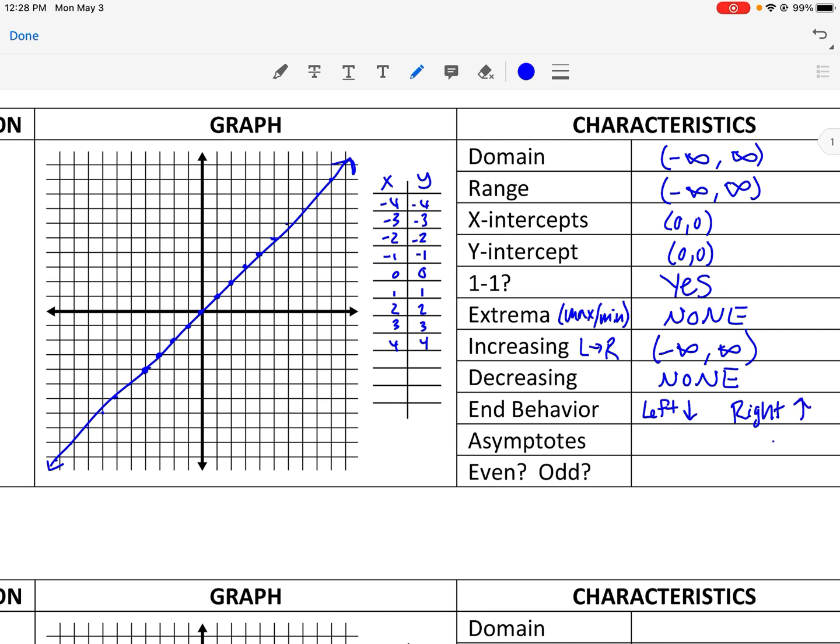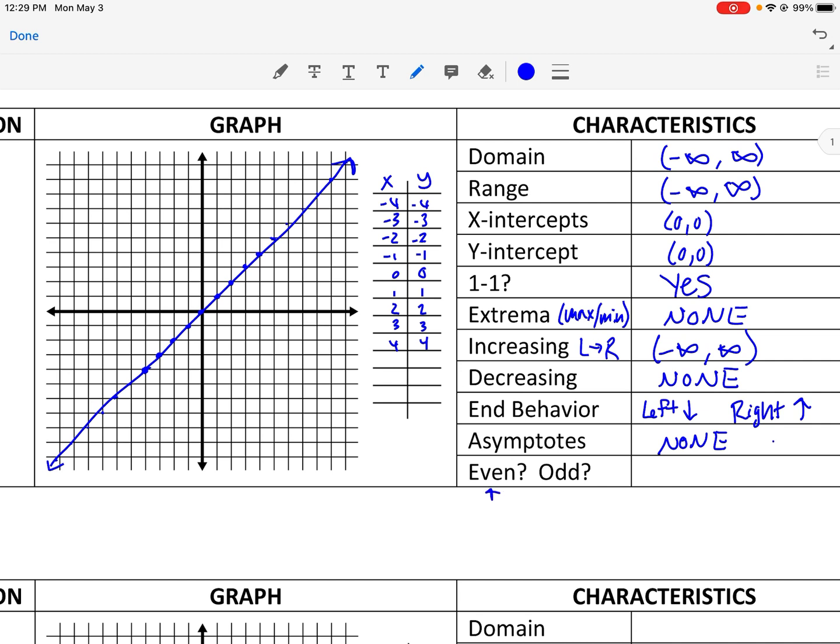So that is going up, it is increasing. Sometimes it goes up, sometimes it goes down, sometimes it flattens out and goes to a specific number, but in this case it's increasing and decreasing. Asymptotes, this one doesn't have any asymptotes.